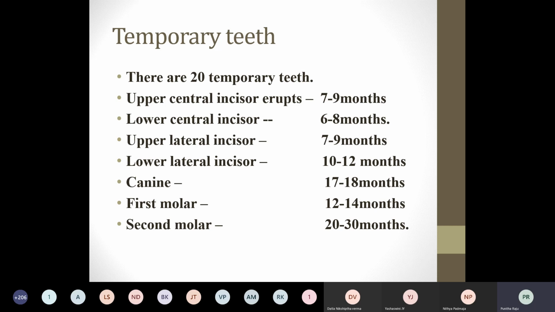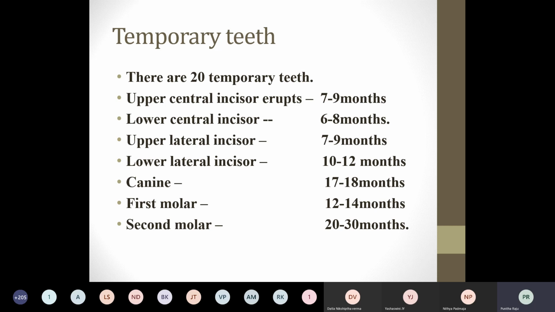So this is the time of eruption of the temporary teeth. As I told you, the lower teeth will erupt first and later the upper teeth. The upper central incisor will erupt at 7 to 9 months. I think everybody knows this. During your bone examination, this has been told to you, so I'll just be a little fast.